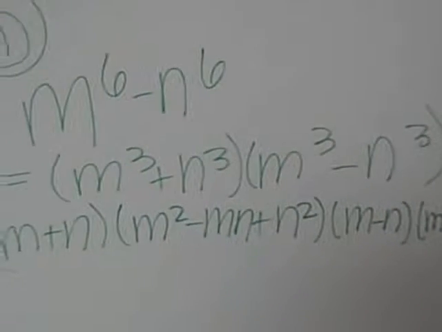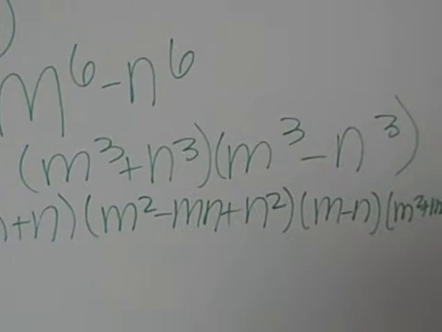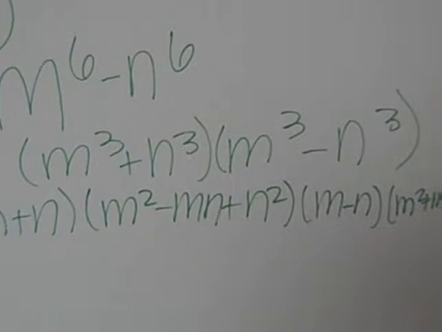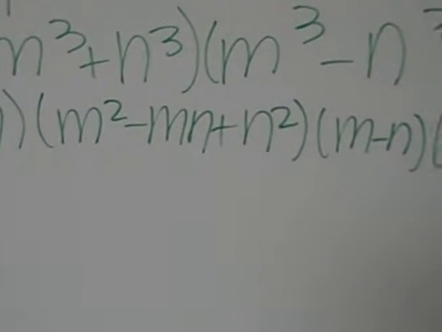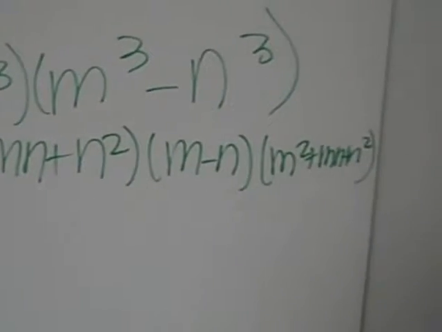For the next one, you have m to the 6th minus n to the 6th, which is going to equal m to the third plus n to the third times m to the third minus n to the third, and you're going to get m plus n, m squared minus mn plus n squared, and m minus n, m squared plus mn plus n squared.